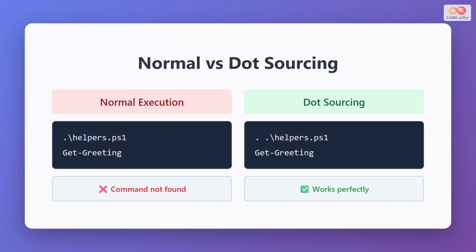Let's see the practical difference in action. If we run the script using normal execution with ./helpers.ps1 and then try to call the get-greeting function, PowerShell returns an error saying command not found. The function was defined but isn't accessible anymore. However, if we use dot sourcing by typing . .\helpers.ps1 and then call get-greeting, it works perfectly. The function is now part of our current session.